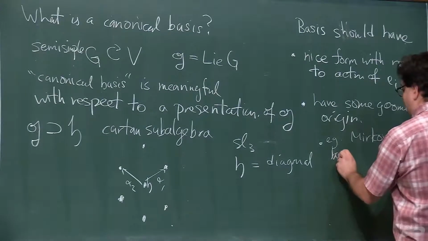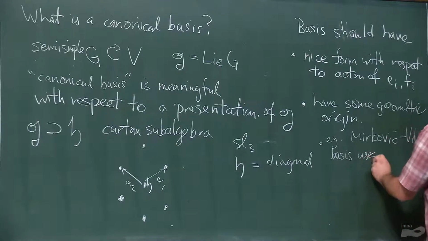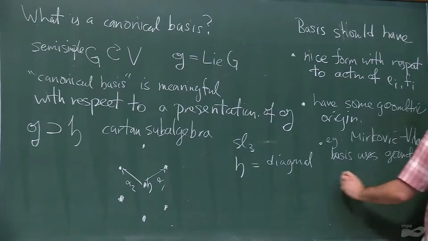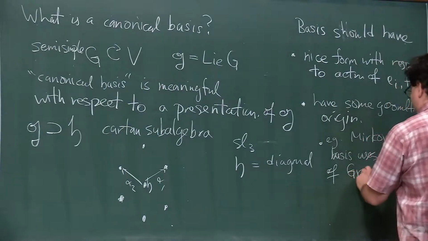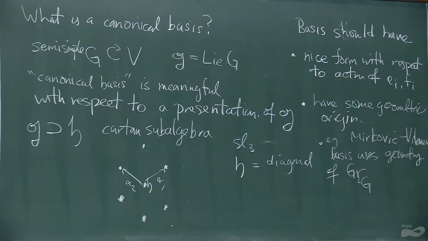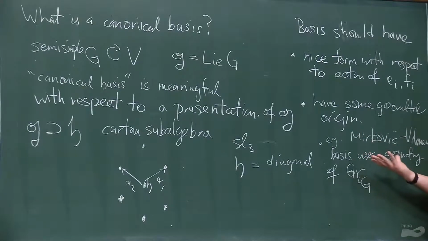Basis uses geometry of something called the affine Grassmannian of the Langlands dual group to G. Okay, so they often have some really sophisticated geometry that goes into these bases. I mean, that's what I want to say.